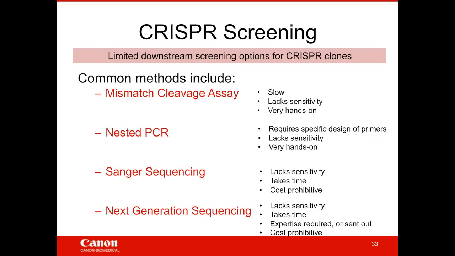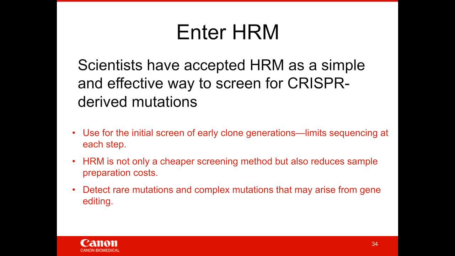And then you can always use Sanger sequencing or NGS. However, this can take time. It often requires the samples to be sent out, and it is more costly than the other two options. But what about HRM? As we've discussed, it is a useful way for detecting genetic variants. And as it turns out, scientists have accepted HRM as a simple and effective way to screen for CRISPR-derived mutations.